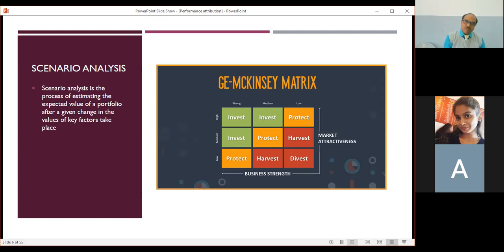One side is market attractiveness, another side is business strength. If both are in good condition, we can say our investment will be moving well. If both are low, it means we have to diversify. In the middle, you can see the orange color. We have to protect; we need not do anything because the price may increase or decrease. Return may come or may not come. So you can maintain in the orange color, the same speed. That is how scenario analysis is used.